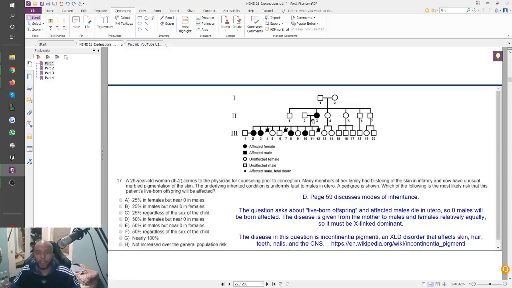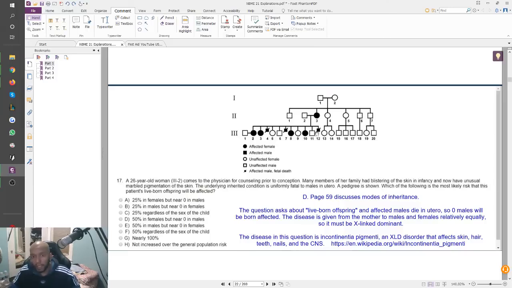Which of the following is the most likely risk that this patient's live-born offspring will be affected? Right? So you can see from the first generation given here that these guys had 1, 2, 3, 4, 5, 6 kids, of which one of the daughters got it. Right? This family here now you can see since no one here got it, none of them got it either. None of their kids have it. But since this daughter got it, when she married a man who didn't have the disease, because again, if a man has it, they die.